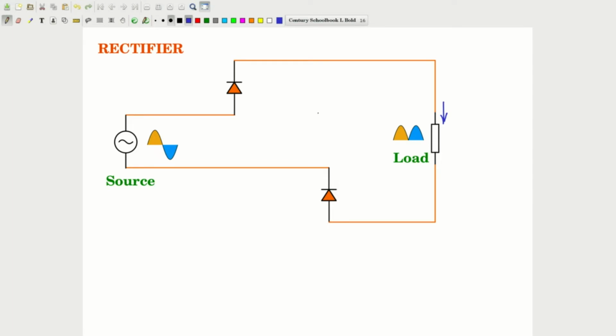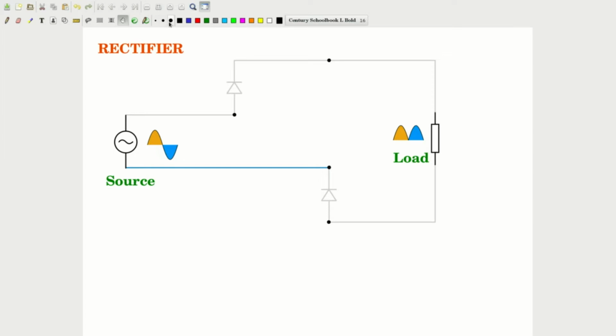Now let us say that the polarity of the source is reversed. Now it is in the blue signal level. These two diodes will become reverse biased and turn off. I will explain a little later. Let us first see the current flow direction. This is positive with respect to this.